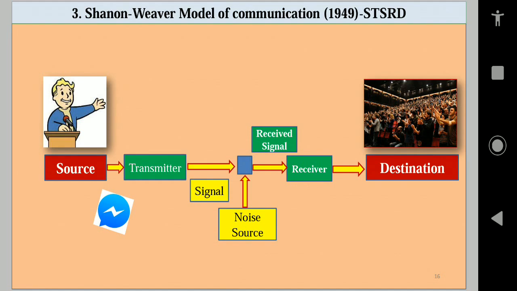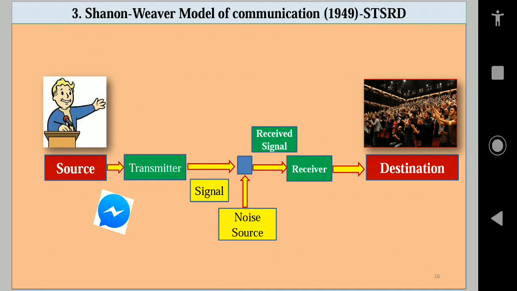The Shannon and Weaver model is consistent with Aristotle's proposition. Compared with the Aristotle model, source is the speaker, signal is the speech, and destination is the audience, plus 2 added ingredients: a transmitter which sends out the source message, and a receiver which catches the message for the destination.